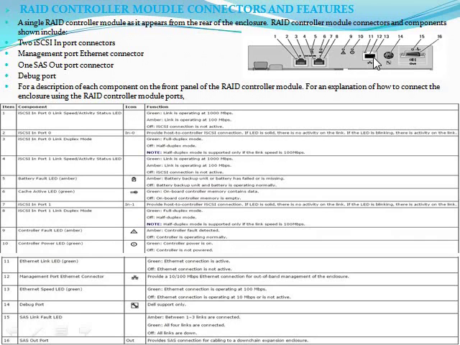11. Ethernet link LED. When it is green, the connection is active, or off means it is not active. 12 is the management port. It provides a 10 to 100 Mbps Ethernet connection for the out-of-band management to the enclosure. 13. Ethernet speed LED. When green, it is operating at 100 Mbps; when off, it is operating at 10 Mbps or not active.